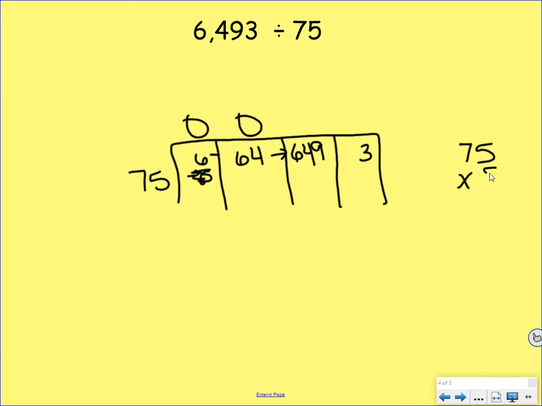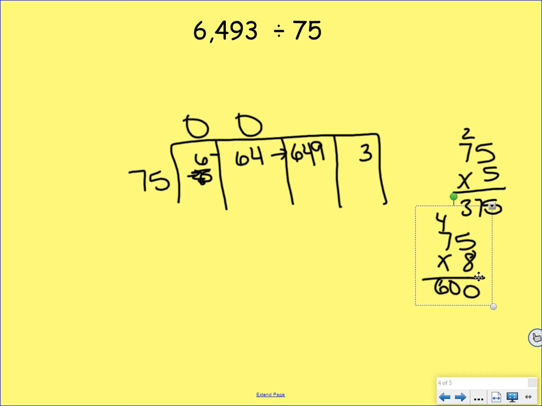So 75 times 5, let's try that. 35, 36, 37. All right, that's not close enough. I've got quite a ways to go, so I'm going to go up to 8. And let's see, 0, 4, 56, that's 60. Woohoo, I got closer. Can I do another 75? No, it would be too much if I did, because then it would be 675. So now I know I'm going to subtract 600, and I used 8 75s.